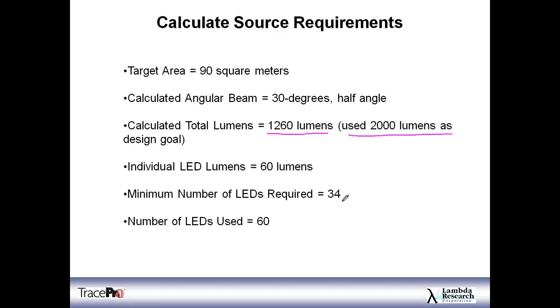The minimum number of LEDs, well, sorry, I skipped a step here, but the individual LED I wound up choosing here has 60 lumens. And my next slide will mention what the LED is. And the minimum number of LEDs required to get this 2,000 lumens would be 34. I wound up using, in this design, 60. And as we get further on here in the slides, you'll see the arrangement that we came up with and the fact that it's nice to actually have a few extra in there as well.